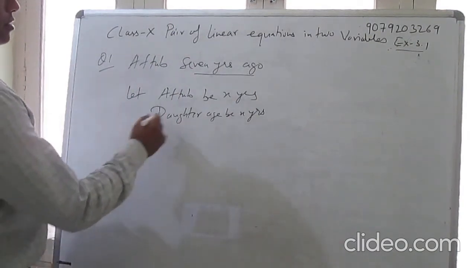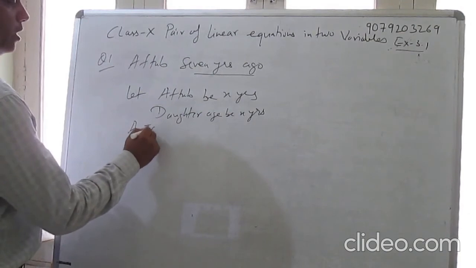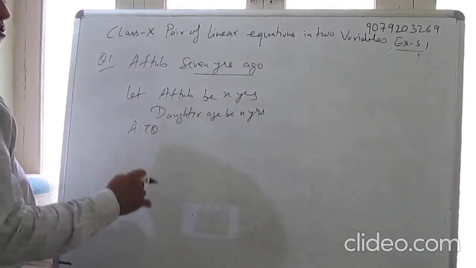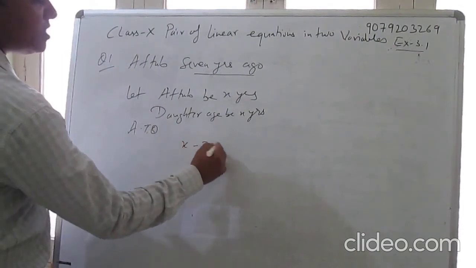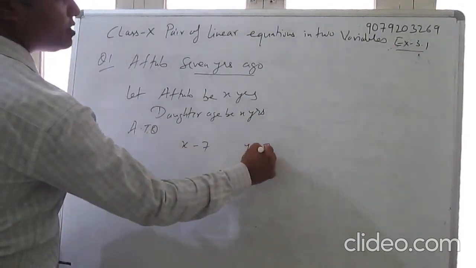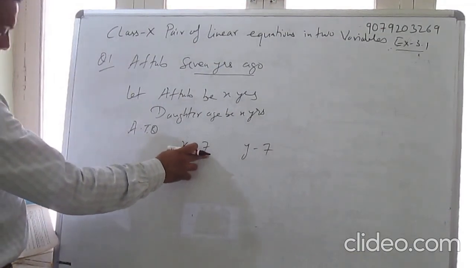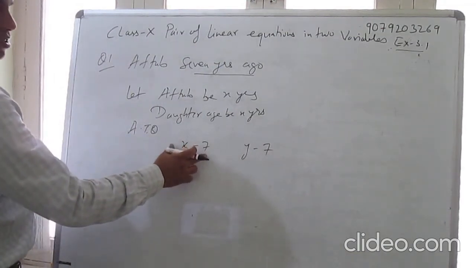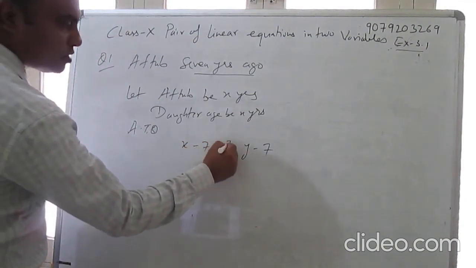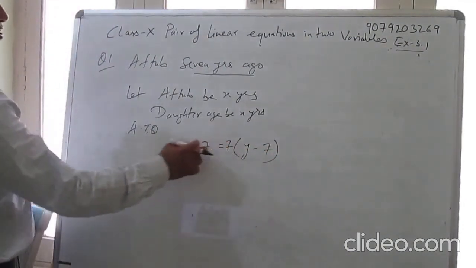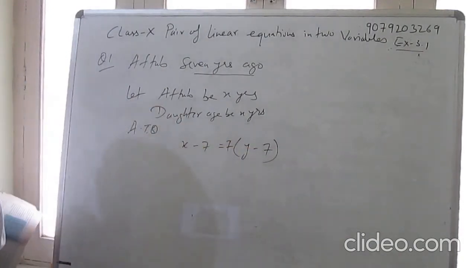So according to the question, ATQ, 7 years ago means on both sides we will subtract: x minus 7, y minus 7. 7 years ago, how many times was Aftab older? 7. So when equating the equation, we have to multiply 7 on the daughter side. So we balance the equation.